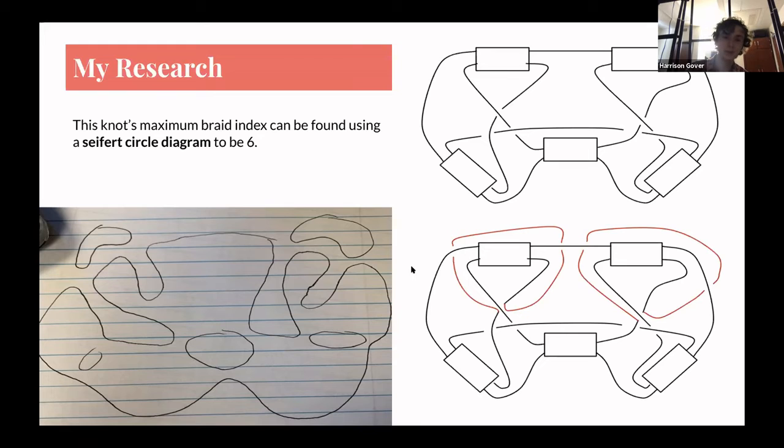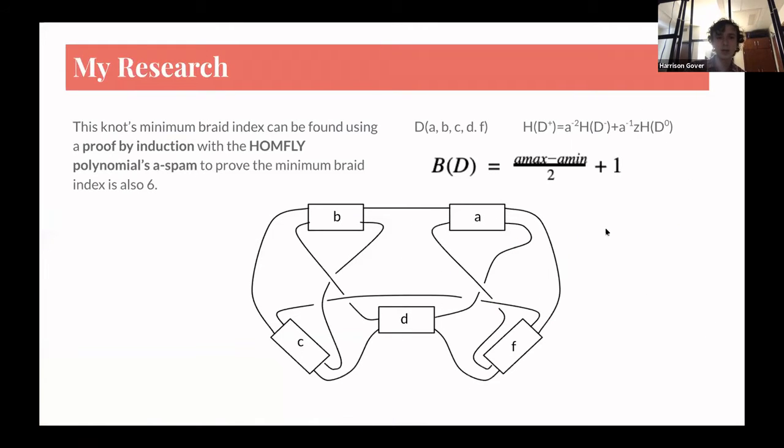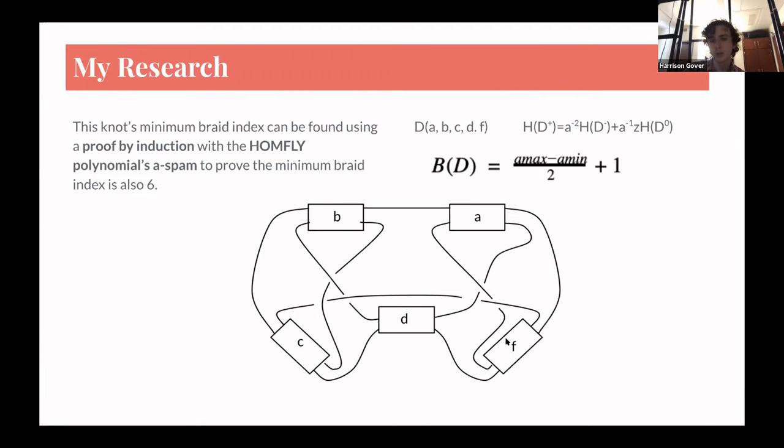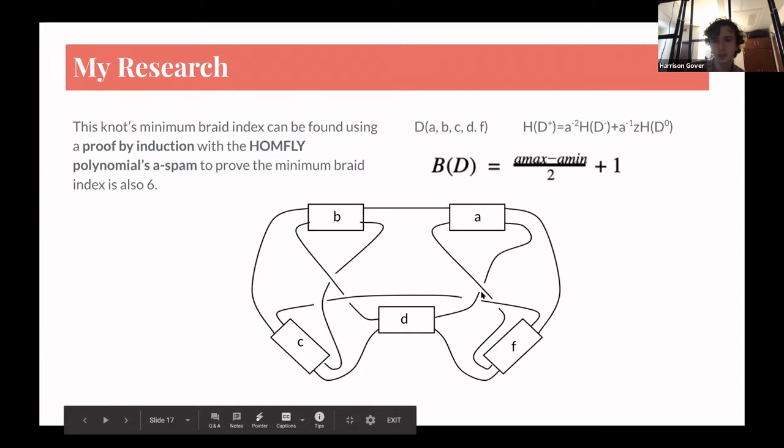So we also need to find the minimum braid index. And this can be found using a proof by induction with the Fly polynomial's A span. So earlier in the presentation, I mentioned that the powers of A would be important. And this is exactly where it's important. Because what we can do here is, first things first, we can create a simplification of this diagram on paper. So we have A, B, C, D, and F, skipping E. And each of these letters represents the number of half twists or the number of crossings inside of this knot here in each of the boxes.